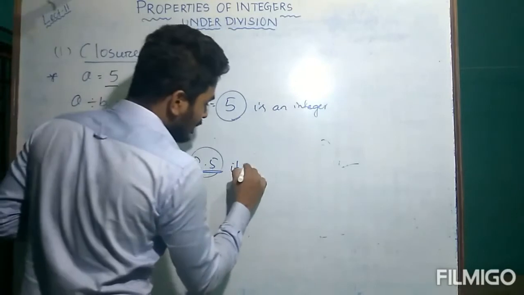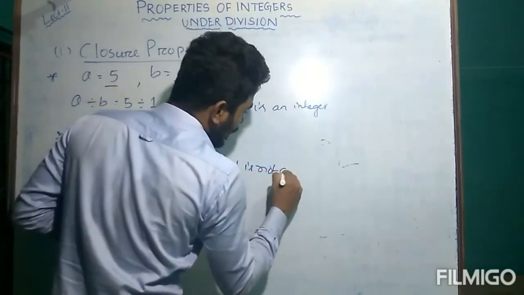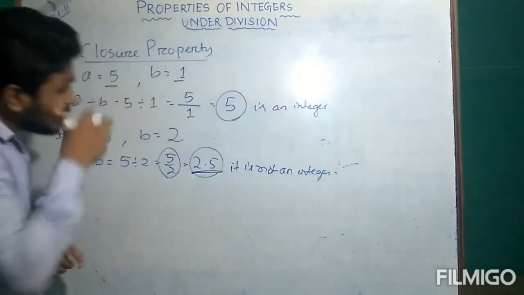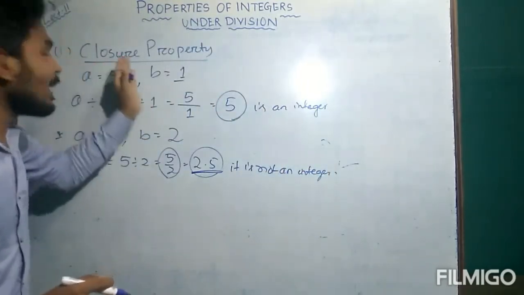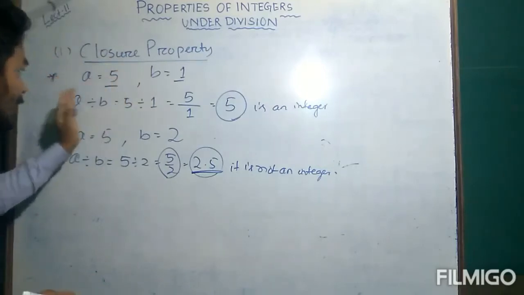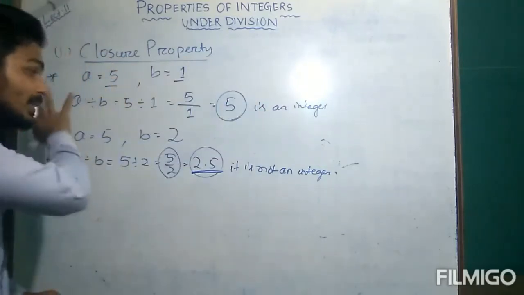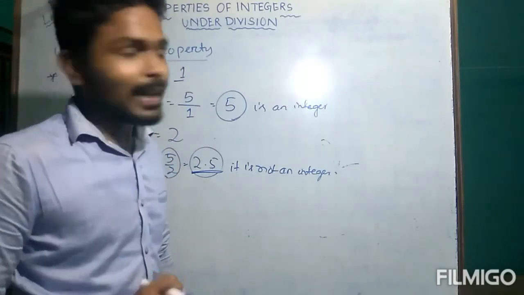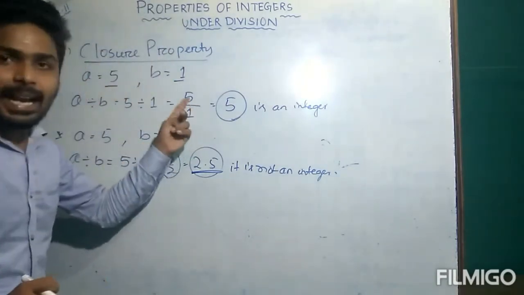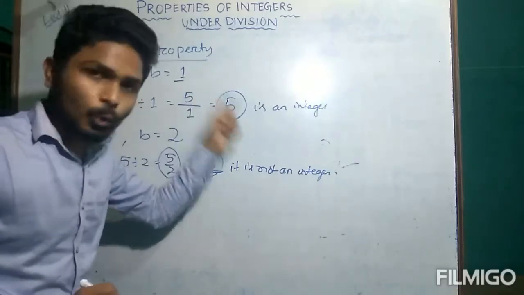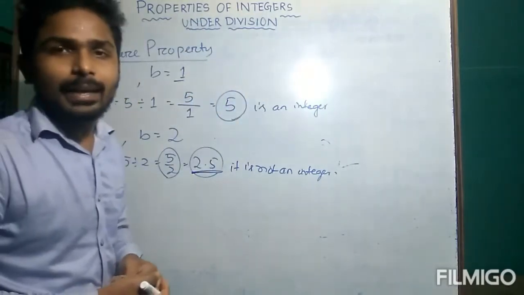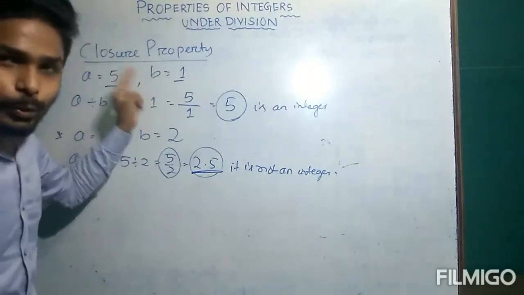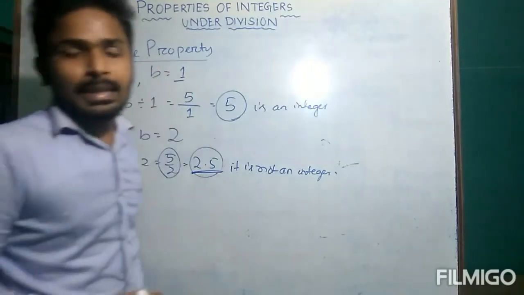It is not an integer. So we get that for some values of A and B, A divided by B is an integer, but for different values of A and B, A divided by B is not an integer. That means A divided by B being an integer is not true for all values of A and B. That is why division doesn't hold good for closure property.